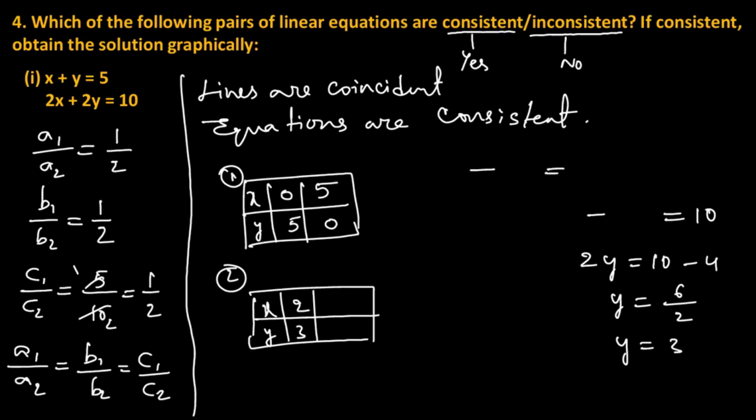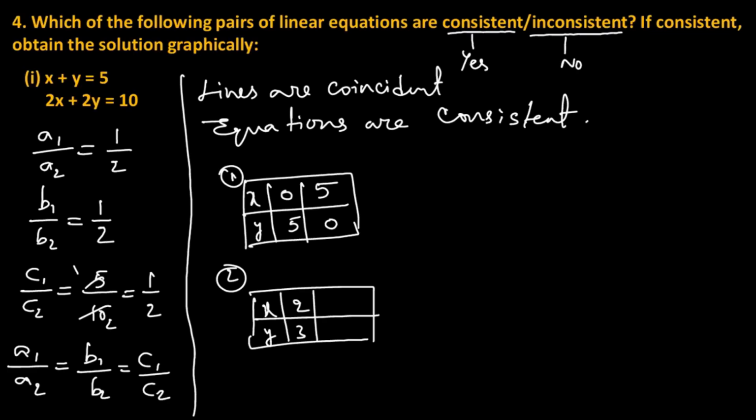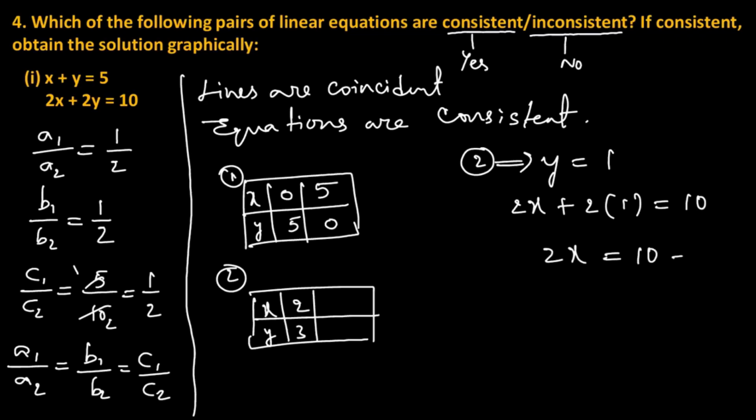Next one. If I take y is equal to 1, anything you can take. Here I am taking y is equal to 1. For the second equation, if y is equal to 1, 2x plus 2 into 1 is equal to 10. 2x is equal to 10 minus 2. x is equal to 8 by 2. x is equal to 4. When y is equal to 1, x will be 4.